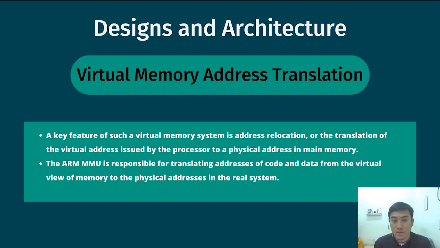Next, in design and architecture, virtual memory address translation. The key feature of such a virtual memory system is address relocation, or the translation of the virtual address issued by the processor to a physical address in main memory. The ARM MMU is responsible for translating addresses of code and data from the virtual view of memory to the physical address in the real system. Memory access based on either section or page is supported by the ARM MMU. A section in memory management is a one level paging scheme. Each section described in the level 1 page table describes a 1 MB block of memory.